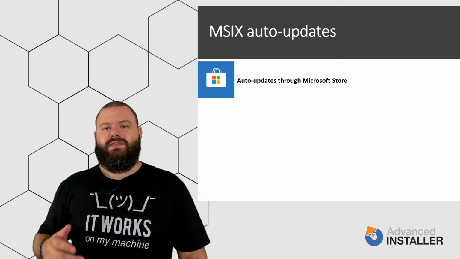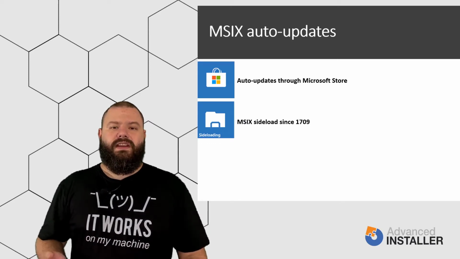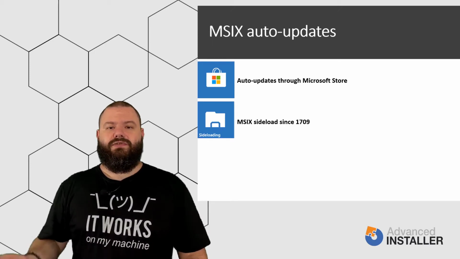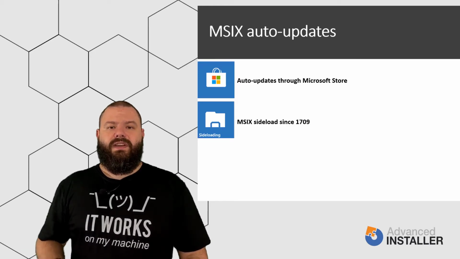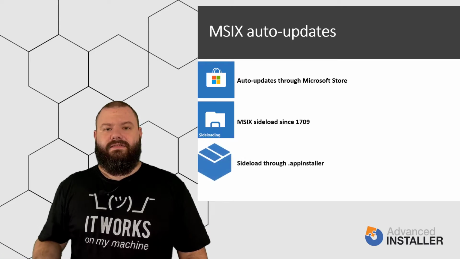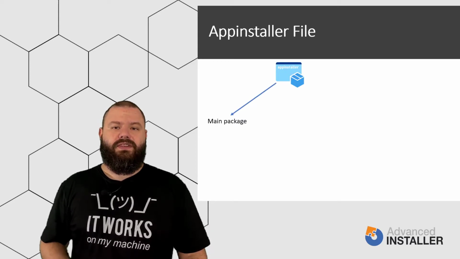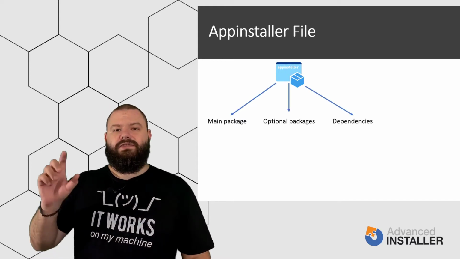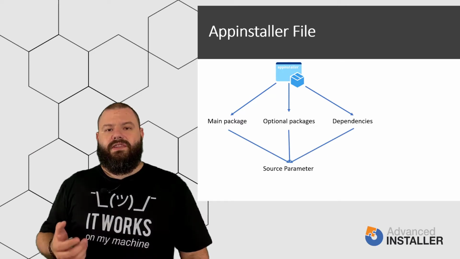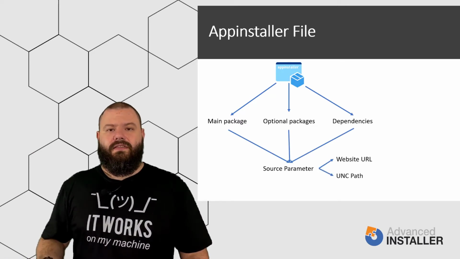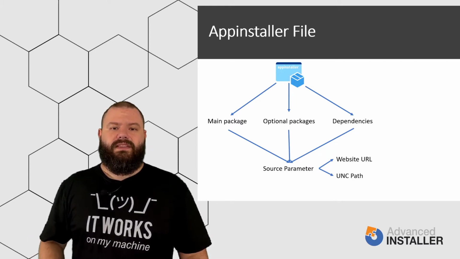But what if you want to sideload an MSIX and keep the same update functionality? Microsoft introduced the option to sideload applications directly from remote sources, starting with Windows version 1709. It allows you to sideload your applications from a website through the use of an Appinstaller file. The Appinstaller files offer you the possibility to install a main package, optional package, and dependencies. For each of those mentioned packages in the Appinstaller file, you can specify a source parameter. This source parameter can be your website URL or a UNC path. The frequency of update checks can also be set from the Appinstaller file.